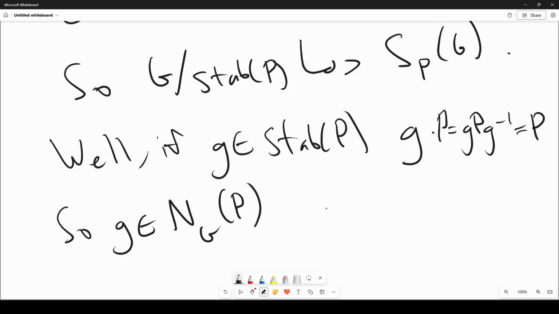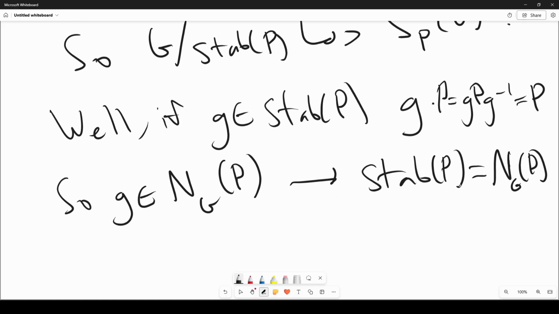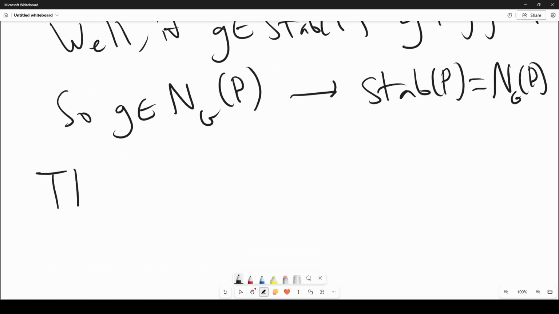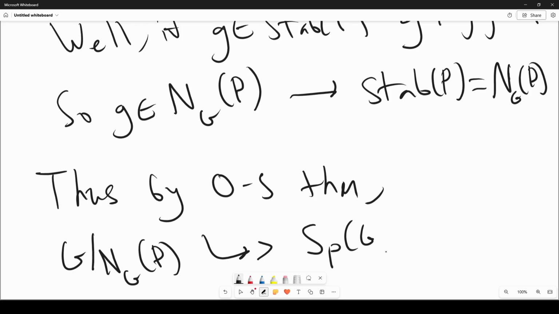Which tells us exactly that the stabilizer of P equals the normalizer G of P. If you're in the normalizer, you have to be a stabilizer. And if you're a stabilizer, you're in the normalizer. So they're equal to each other. Thus, by the orbit stabilizer theorem, I get that G mod the normalizer of P has a bijection to the set of p-Sylow subgroups in G.